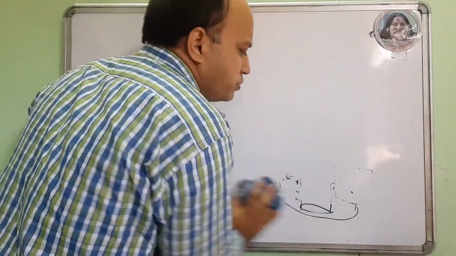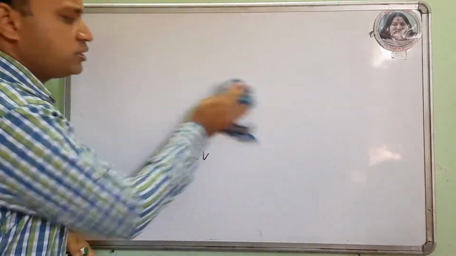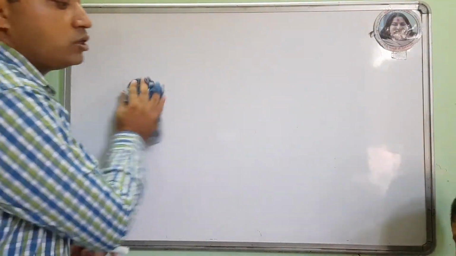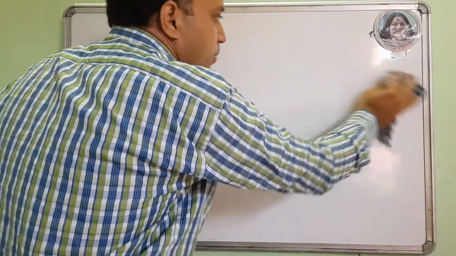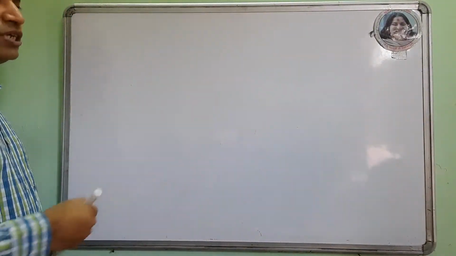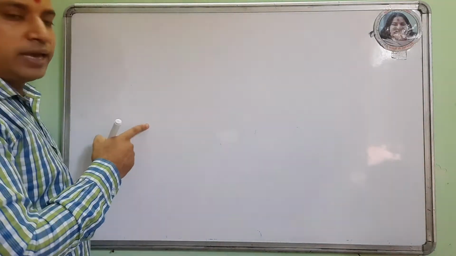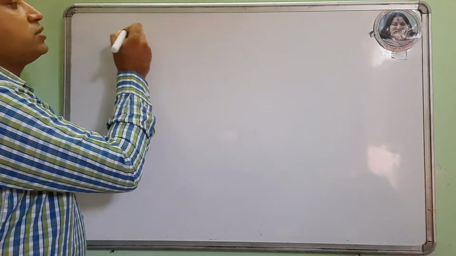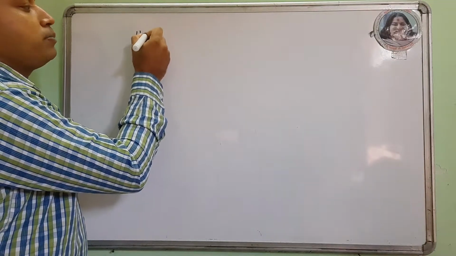Can an isolated object be a capacitor? Yes, because it is assumed that the other plate is at infinite distance. So we can have a single object as a capacitor. Number one, I am discussing the parallel plate capacitor.